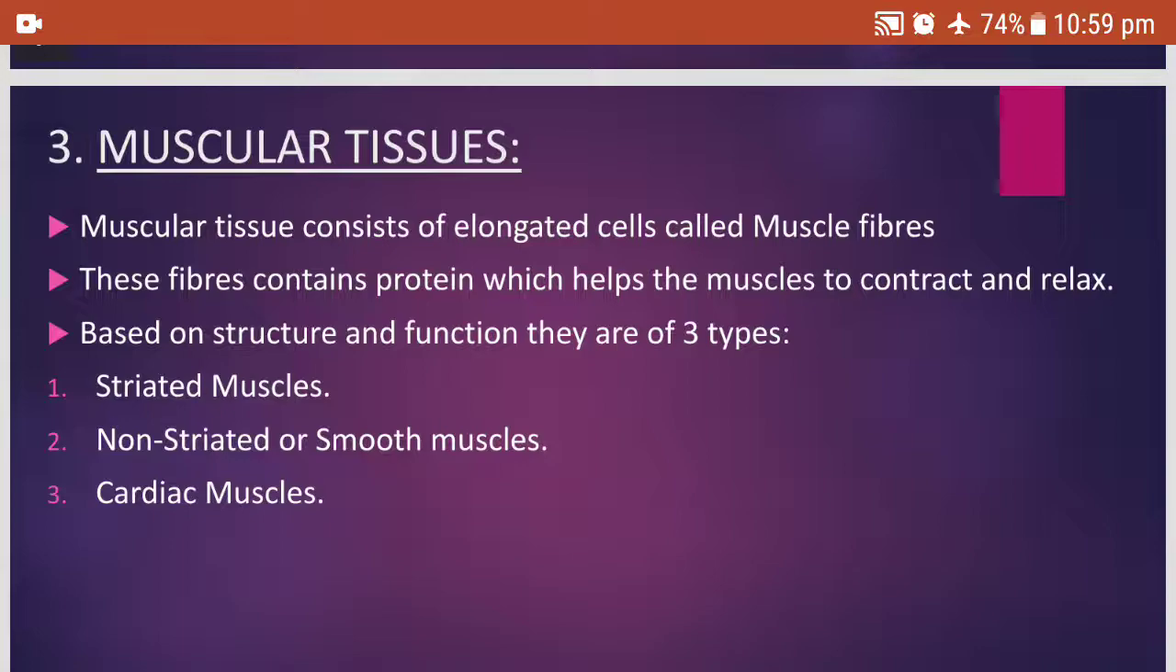Third is the muscular tissue. It consists of elongated cells called muscle fibers. These fibers contain protein which helps the muscles to contract and relax. Based on structure and function, they are of three types: striated muscles, non-striated or smooth muscles, and cardiac muscles.